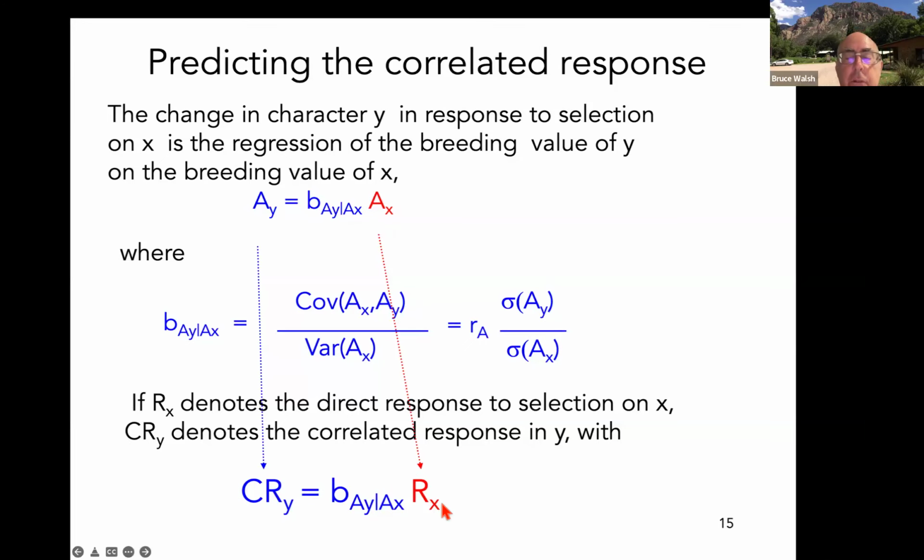So R of X means the direct response. So R is response, I've selected on X. CR of Y means I haven't selected on Y. It's a correlated response. What's the response in Y? And I can write that response in this expression here. And as you see, it depends upon the genetic correlation.